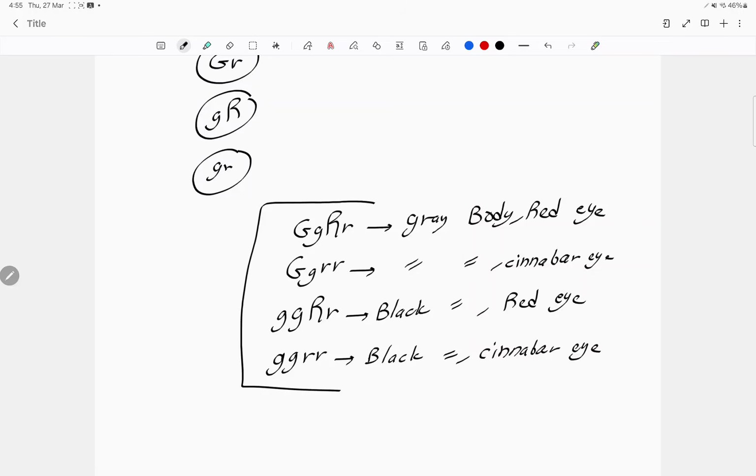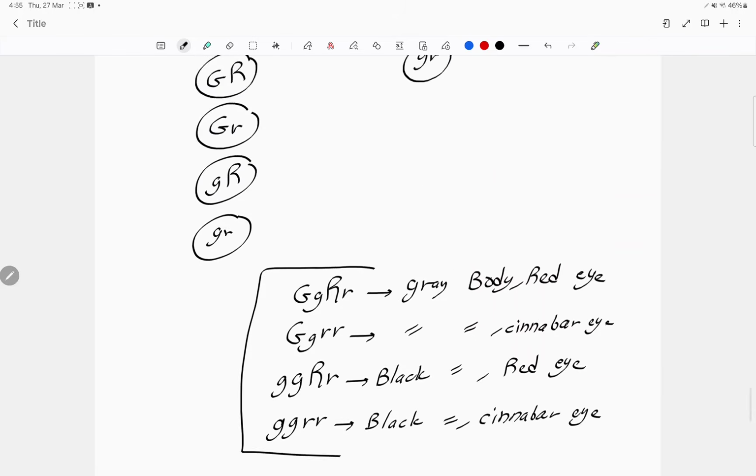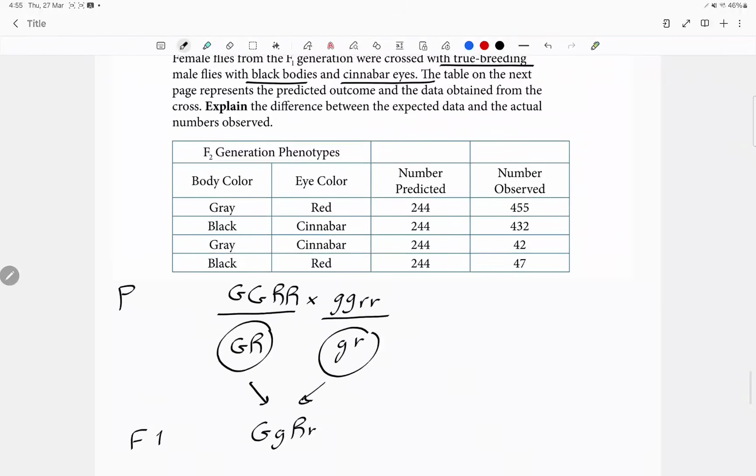So we're expecting 1 to 1 to 1 to 1. That's the expected, right? Now, we're expecting 244 of each. Expecting, predicting is the same thing. We're going to be observing something different. Look, whenever you see these huge numbers, like you see 2 huge numbers and 2 very tiny numbers, this is going to be a prime example of linkage.